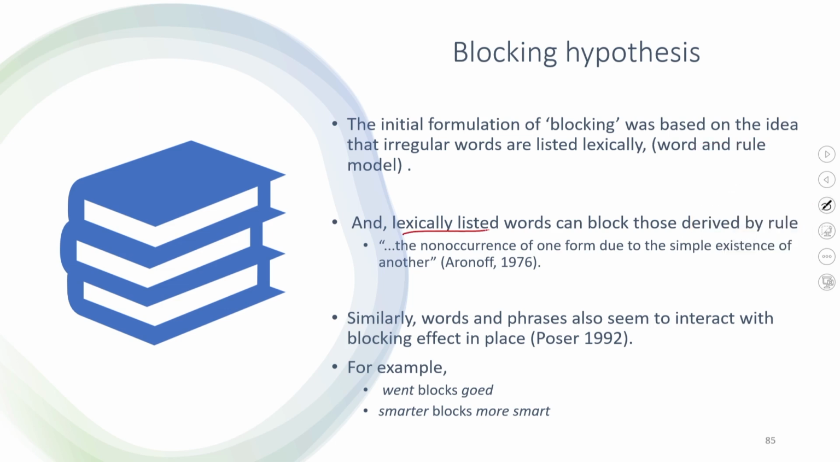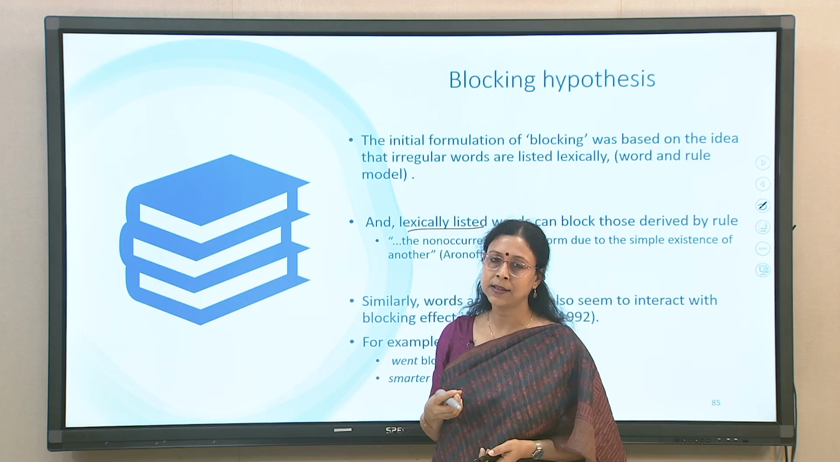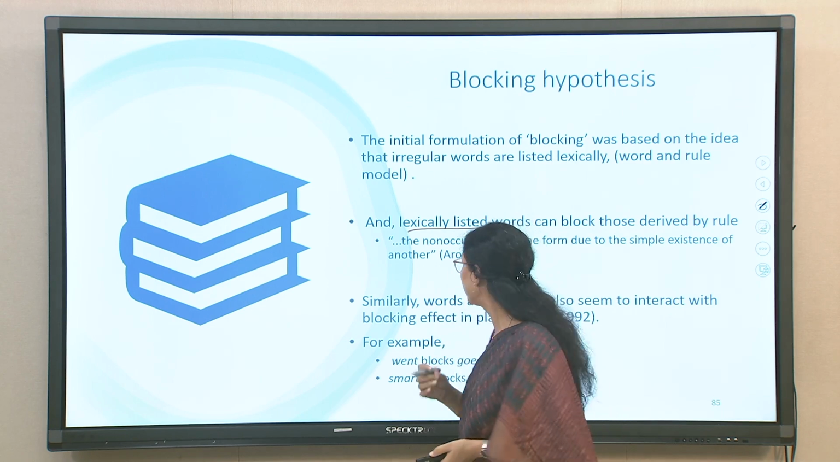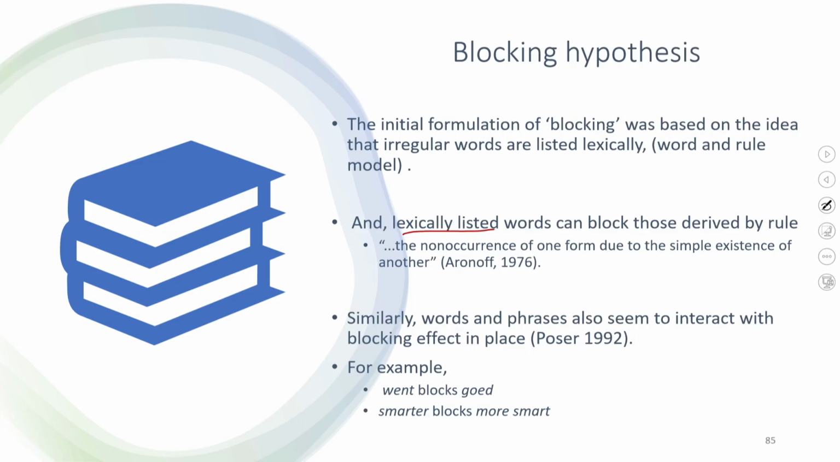So, the lexically listed words, the irregular forms that are already listed as words themselves, even if they have a grammatical purpose of denoting the past tense, even then they are part of the lexical list. So, if there are two forms, one lexical form and one derived by the rule, go becoming goed and go having went as the past tense, these are the two possible past tense forms. Now, if that is the case, then the lexically listed word, which is went, can block those derived by rule.